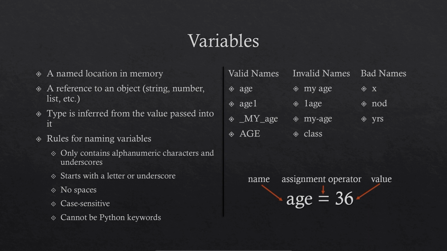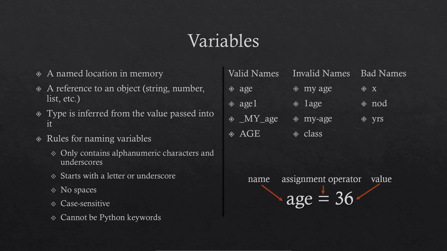That object might be a string, a number, a list, a dictionary, or as you'll learn later in the series, you can even create your own. Because Python is a dynamically typed language, the variable type is inferred from the value that's passed into it, not declared at the time of creation.